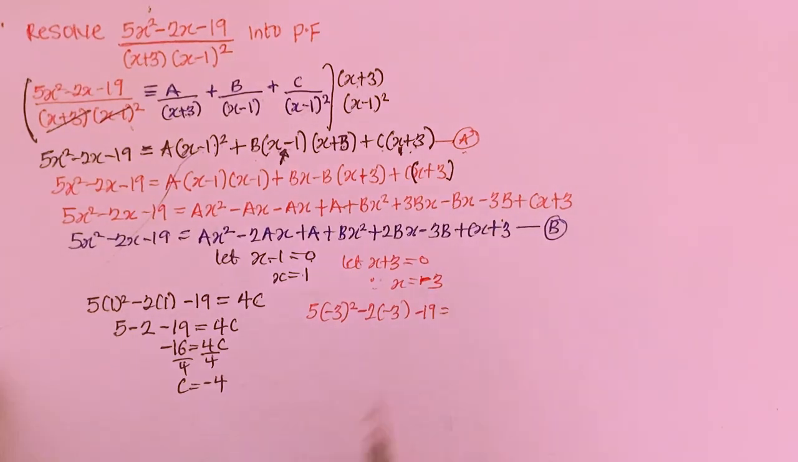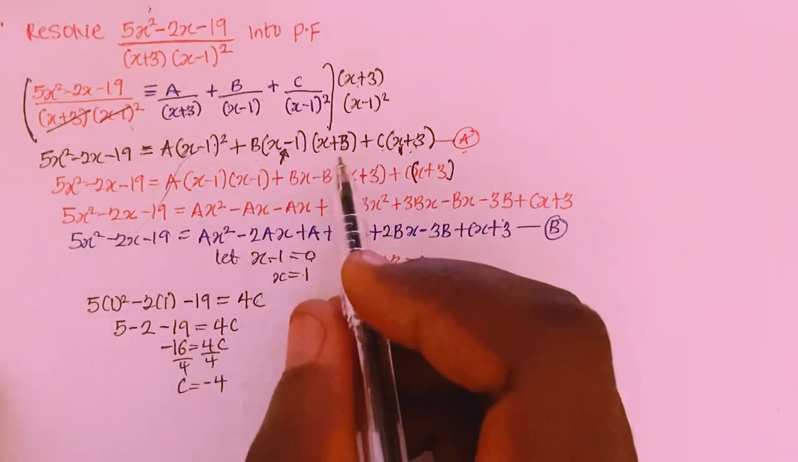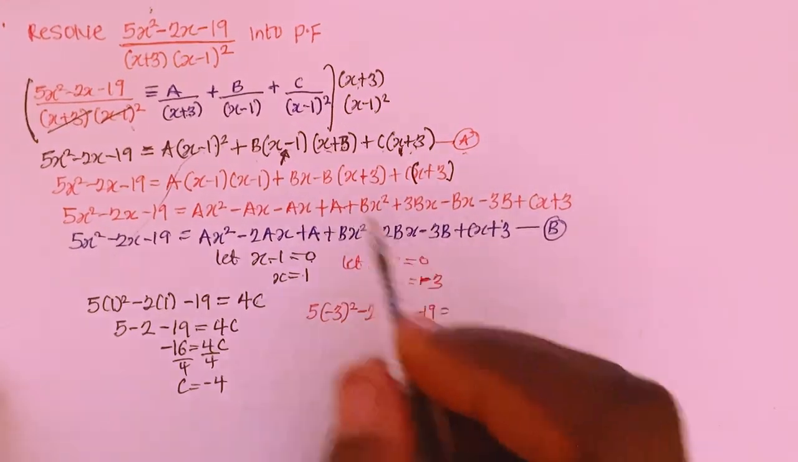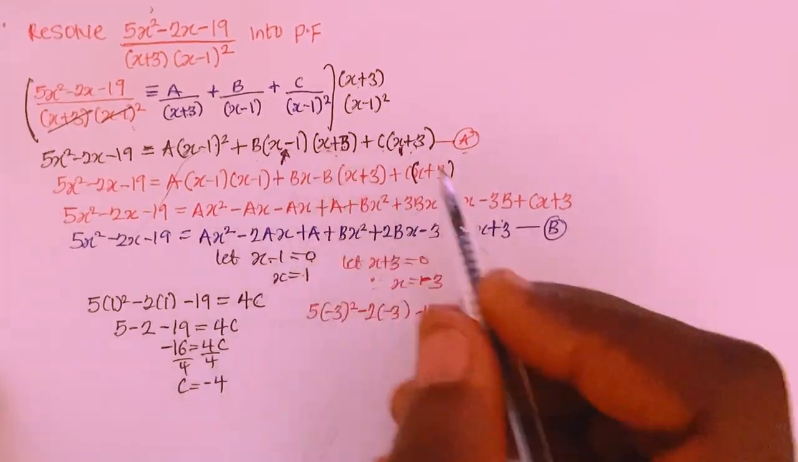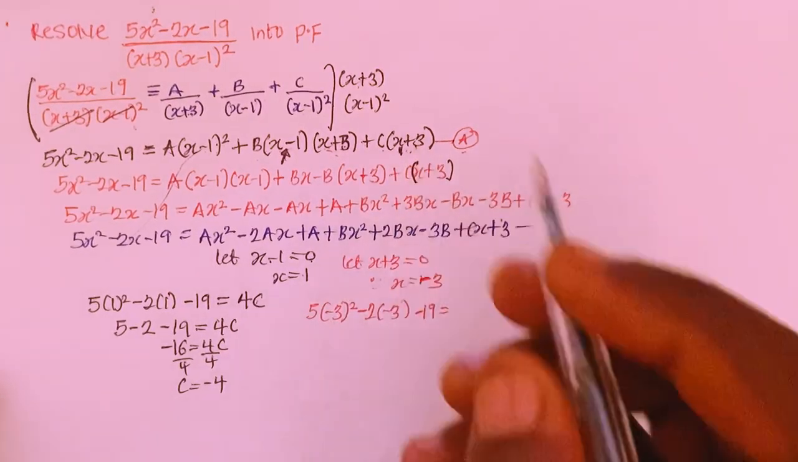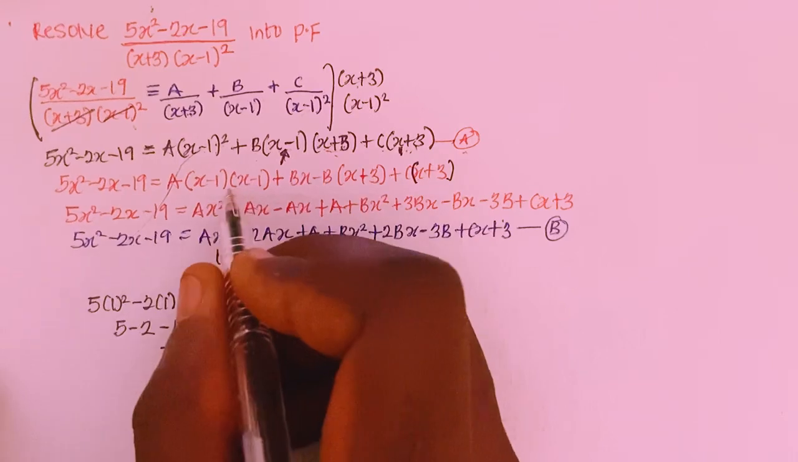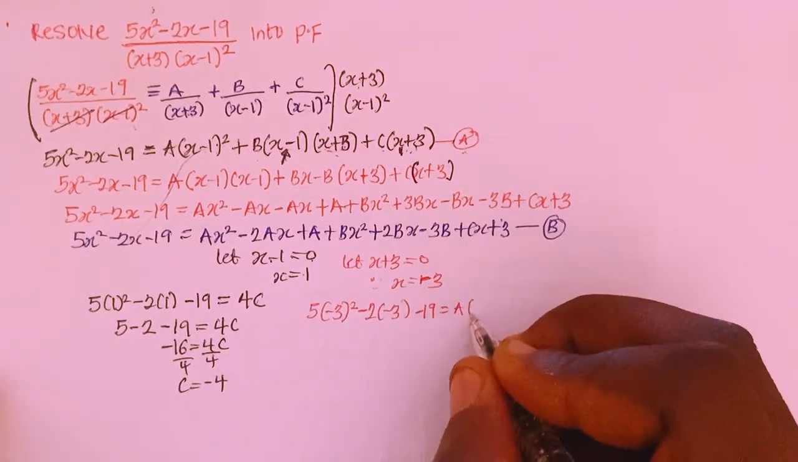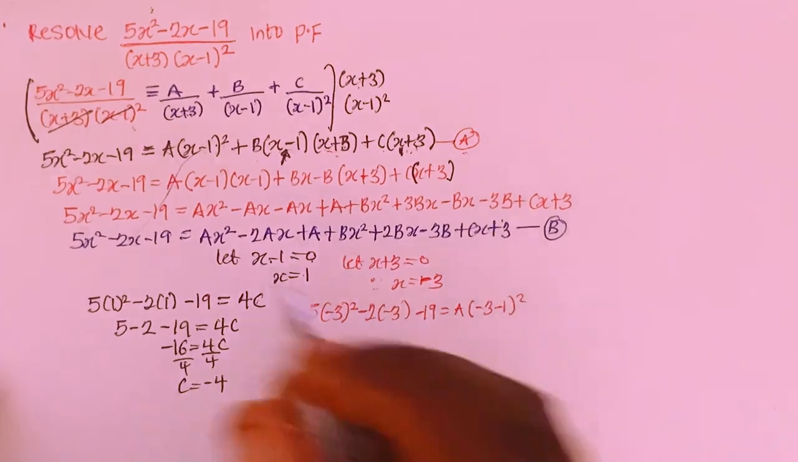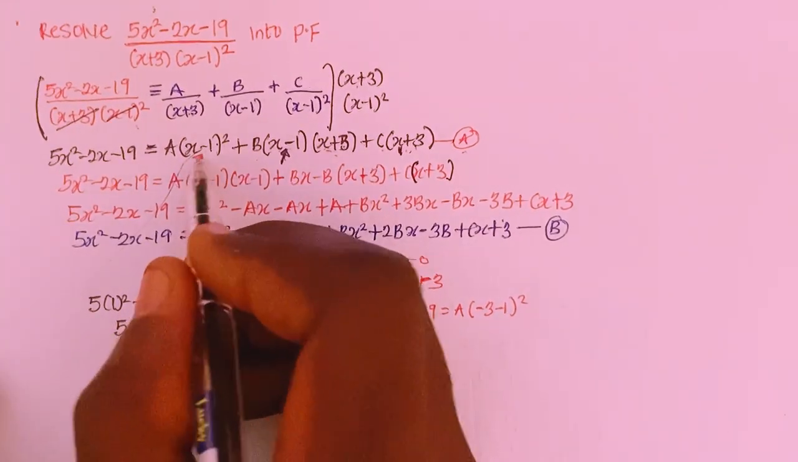Now look at this very well. If I put my minus 3 here, no, I said let x plus 3 equals 0, so this is 0. That means my b term is 0. C multiplied by 0 is actually 0, right? So now in this case, I will focus on this expression A. So I'm going to have A into brackets minus 3 minus 1 all squared, which is this. I'm focusing on this.